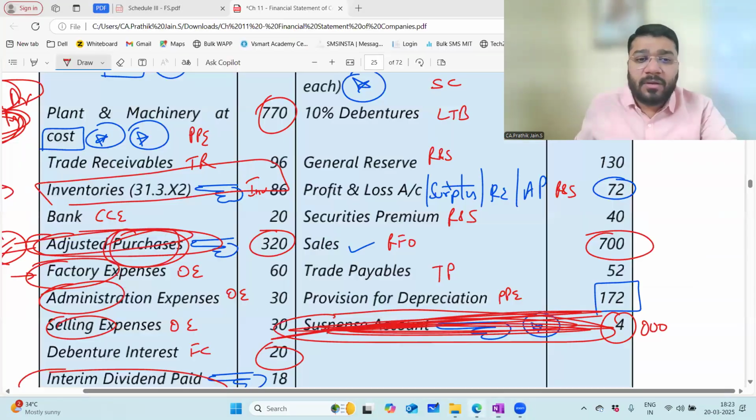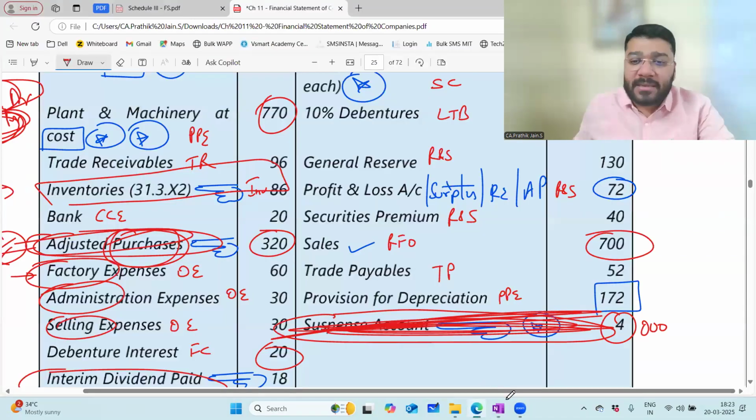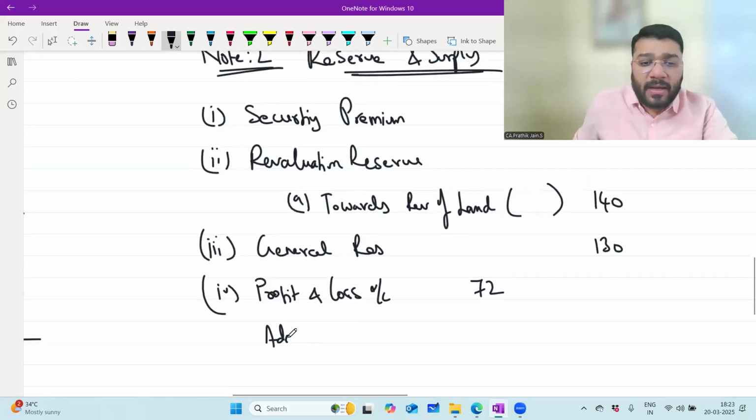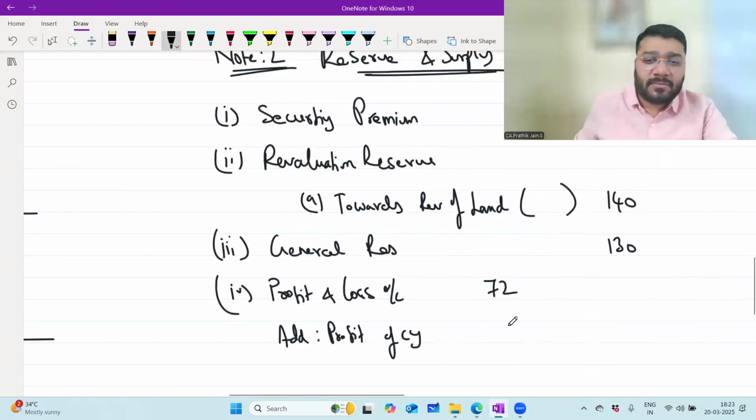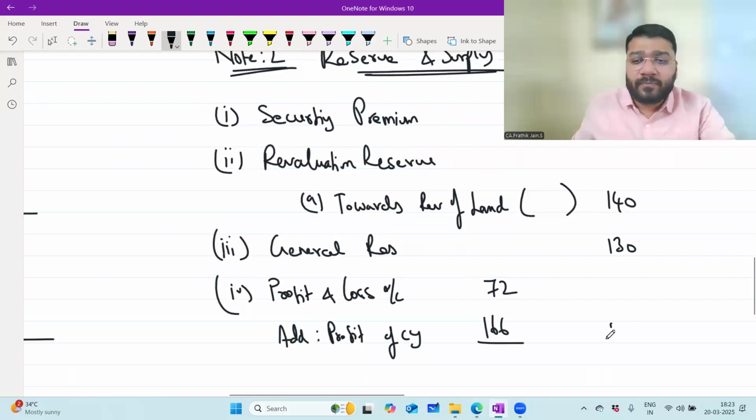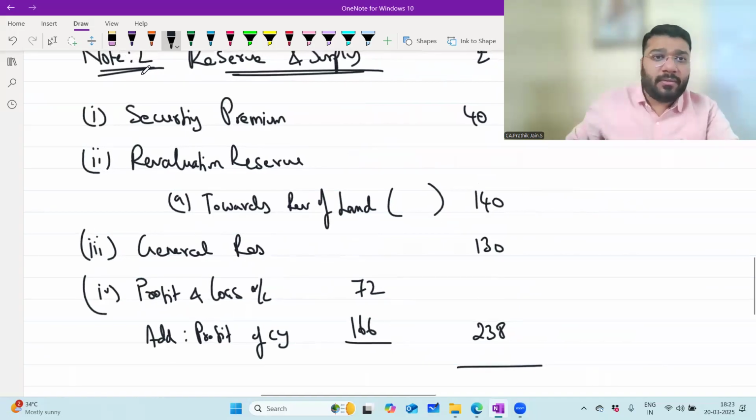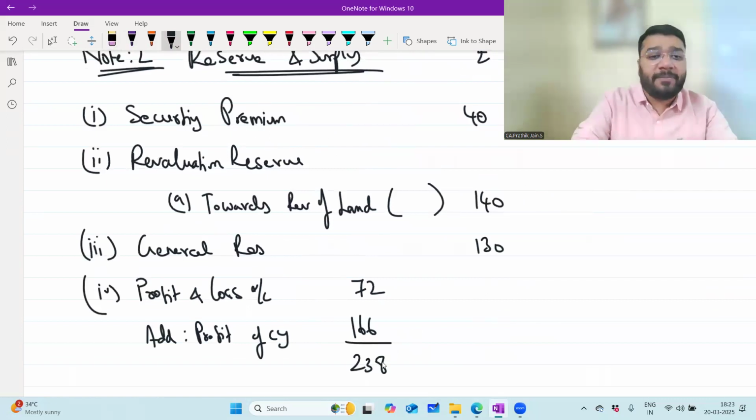Fourth one is profit and loss account. So same word we'll write it, profit and loss account. In the inner column, opening balance how much? 72. Add current year's profit. Add profit of current year. How much? 166. Total how much? 238. Sorry. 238 in the inner column itself. 238. Now listen to me very carefully.